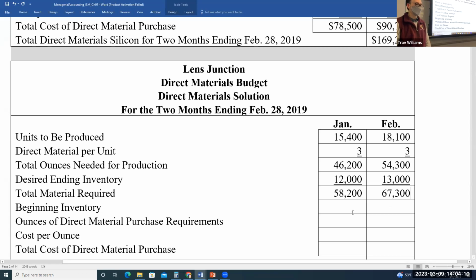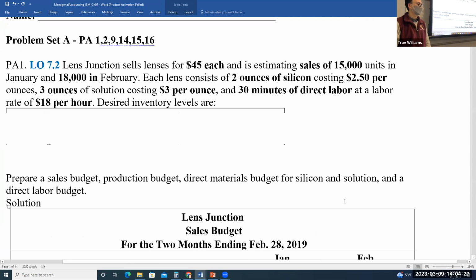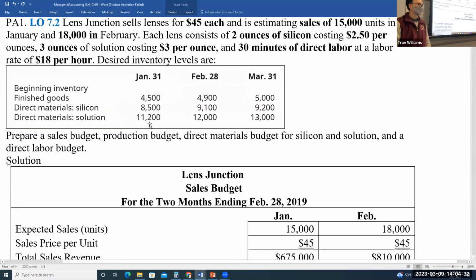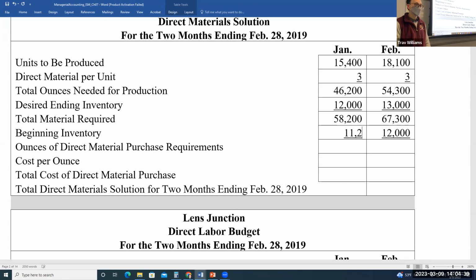And we need to get our beginning inventory. We want to take a little shortcut. We know that January's ending is going to be February's beginning, so we can just put that in there. But let's get the other one, January's beginning. And that is, where is it? Oh, there it is. 11,200. Okay, and now what do we do? Subtract, right?